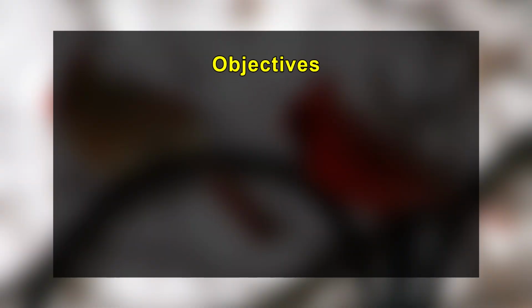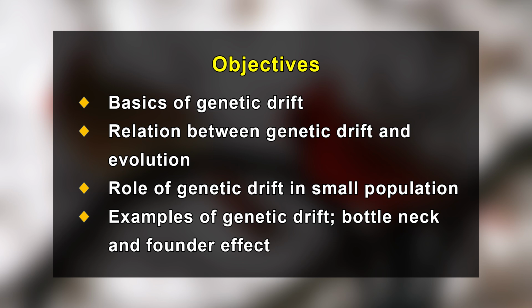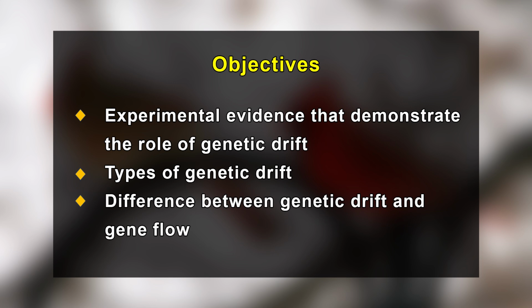Today we are going to discuss the topic genetic drift, that is the bottleneck and founder effect. The main objectives of today's lecture are to know the basics of genetic drift, to understand the relation between genetic drift and evolution, to understand the role of genetic drift in small populations, to know the examples of genetic drift, that is the bottleneck and founder effect, to know the experimental evidence that demonstrates the role of genetic drift, and to explain types of genetic drift. Also, we will be looking to understand the difference between genetic drift and gene flow.